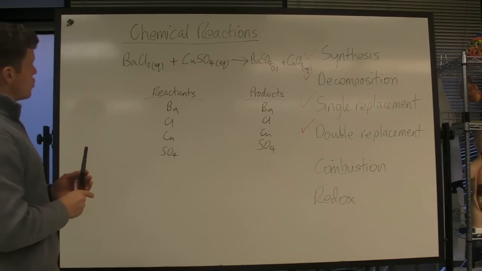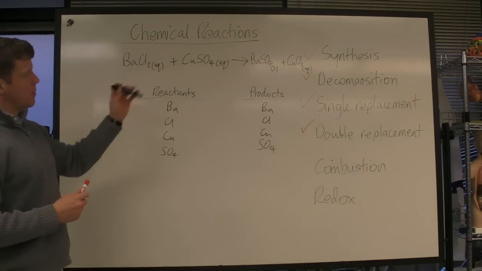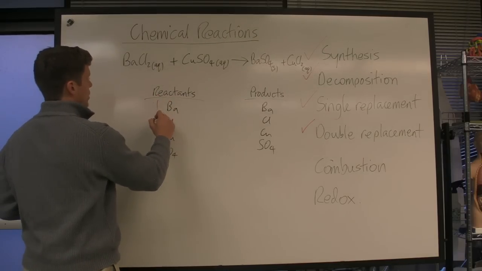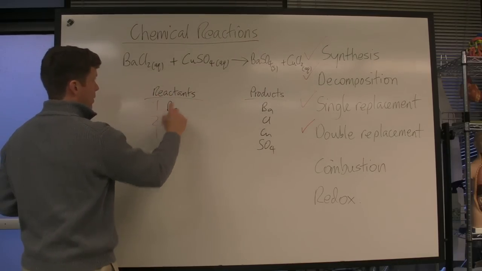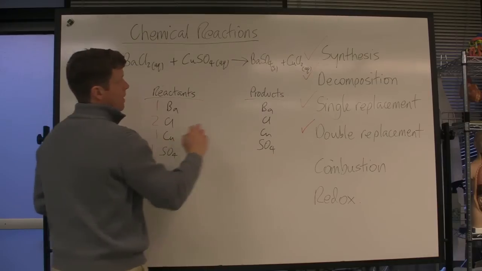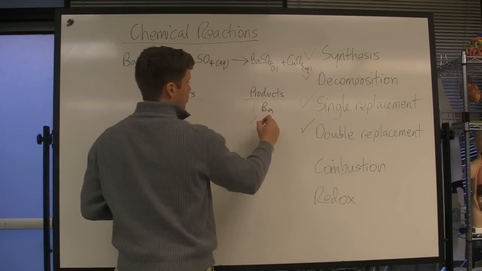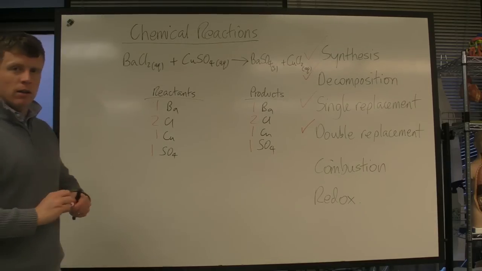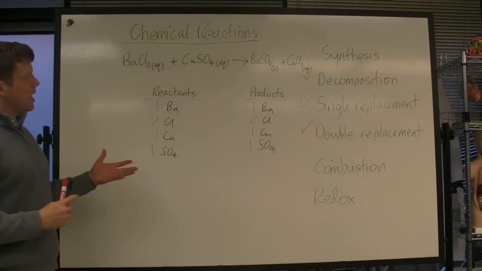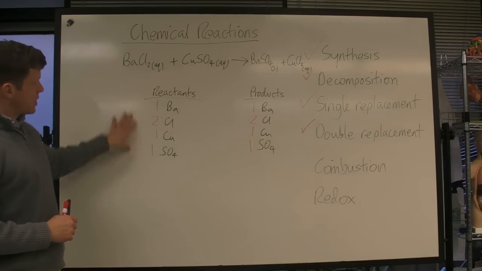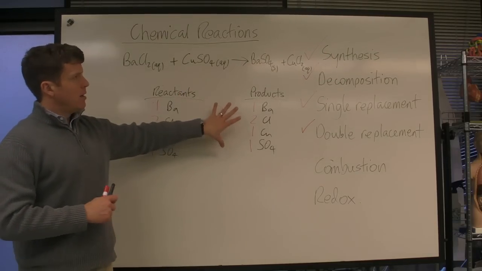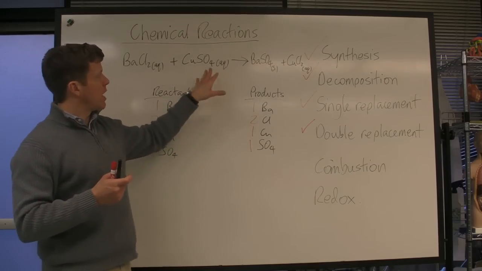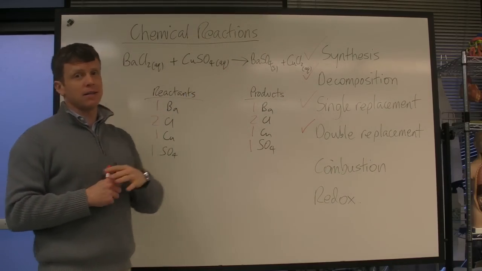So now you're going to look at each line and count up how many you have on each side. So barium, I've got 1, 2 chlorines, 1 copper, and 1 sulfate. On this side I've got 1, 2, 1, and 1. So that was easy. In this case this happened to be balanced already, but this is how you check, right? This is a really almost foolproof way to figure out is your reaction balanced, and if it isn't balanced, how do you balance it?